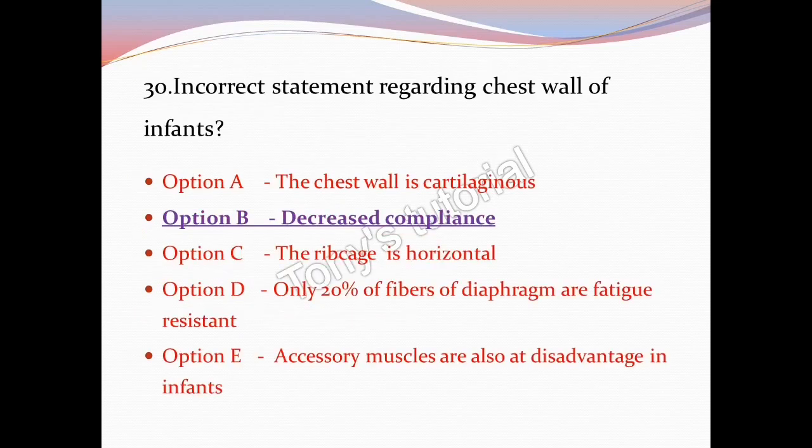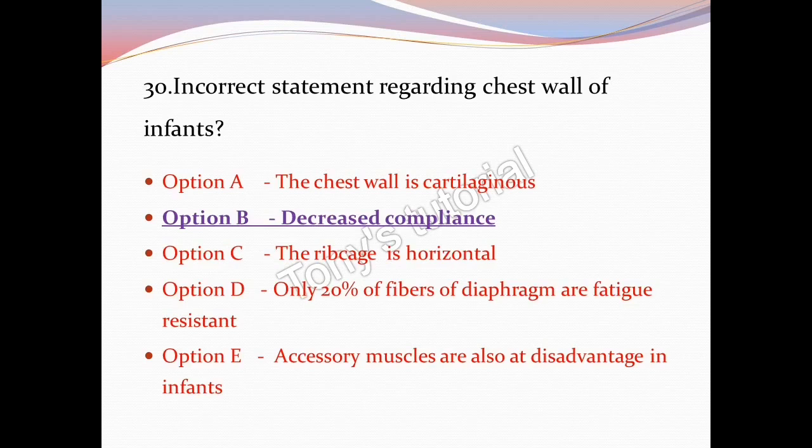The last question is about the chest wall in infants. Like the chest wall in the elderly, the chest wall in infants also shows changes. The first one is correct: the chest wall is cartilaginous in shape. The second one is about decreased compliance. Actually, in infants the compliance of the chest wall is very high. That is what helps infants pass through the birth canal.